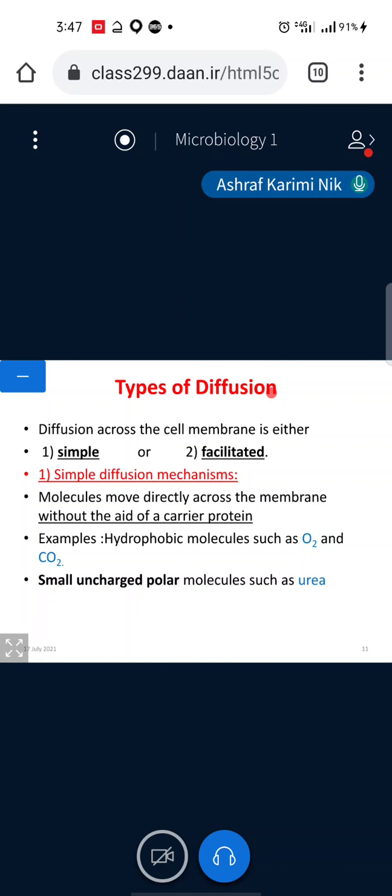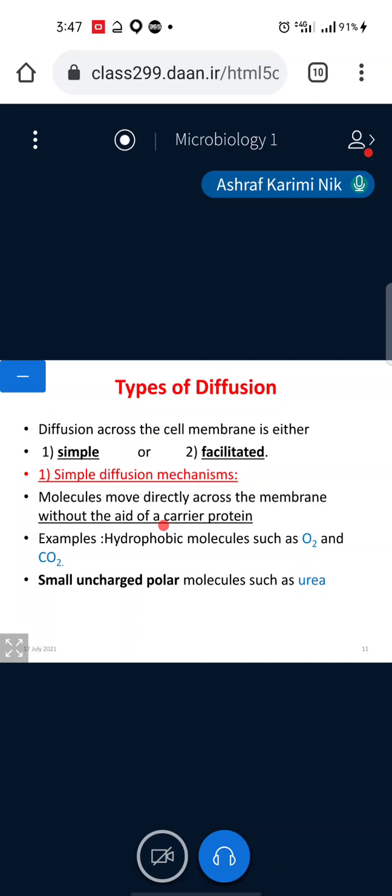Types of diffusion. Two types of diffusion. One, simple. Two, facilitated. Yes, simple diffusion, facilitated diffusion. One, simple diffusion. In simple diffusion, molecules move directly across the membrane without the aid of carrier protein.